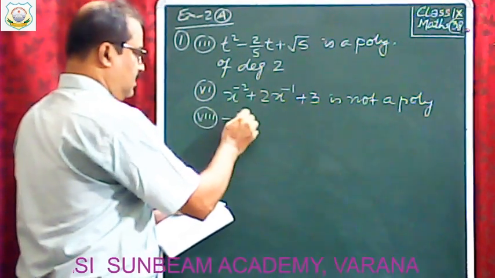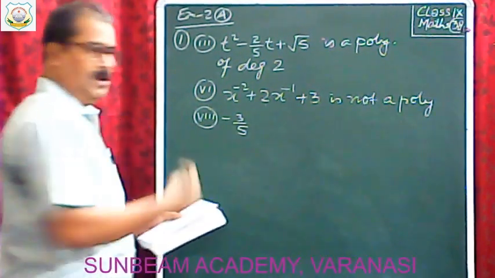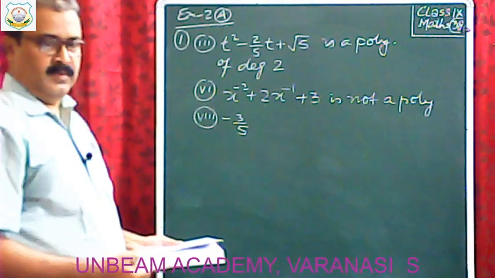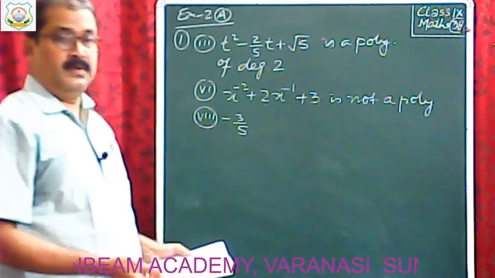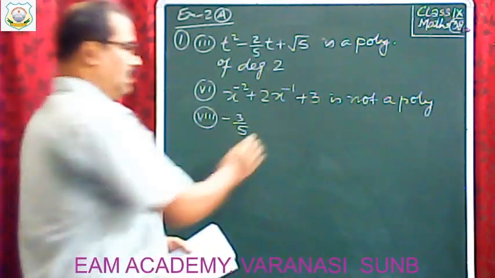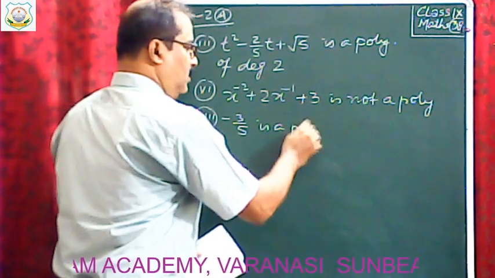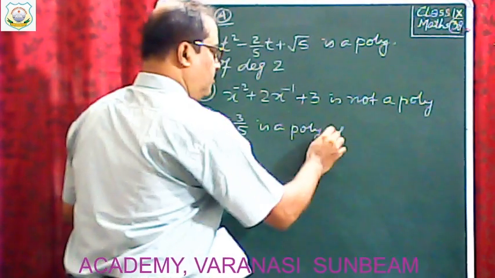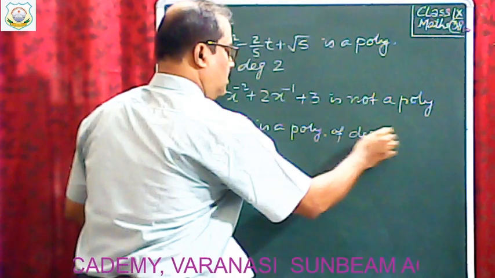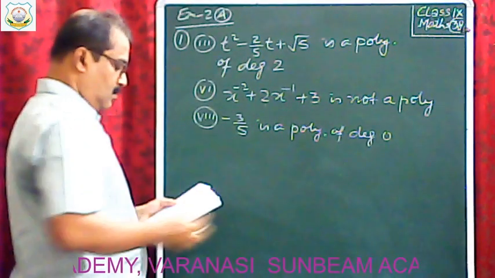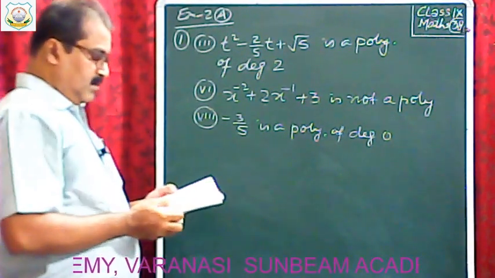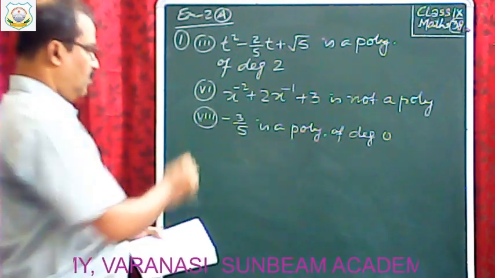Suppose minus 3 by 5, only a constant is there. Every constant is a polynomial of degree 0. So it is a polynomial of degree 0. Okay, in this way you have to do.